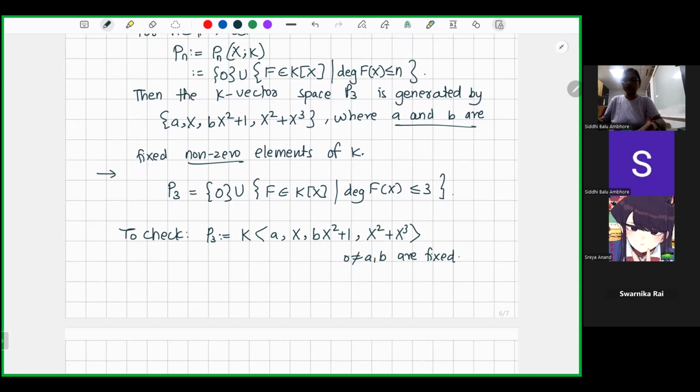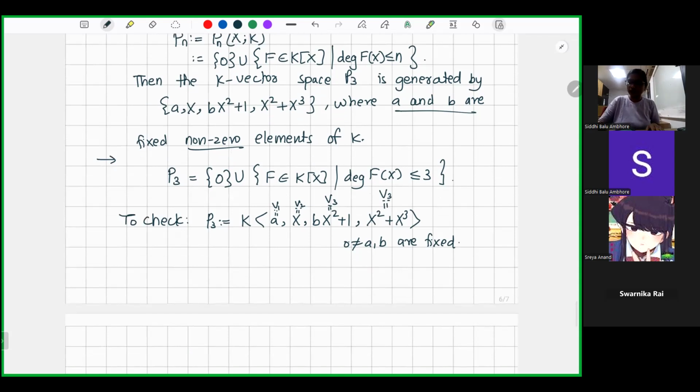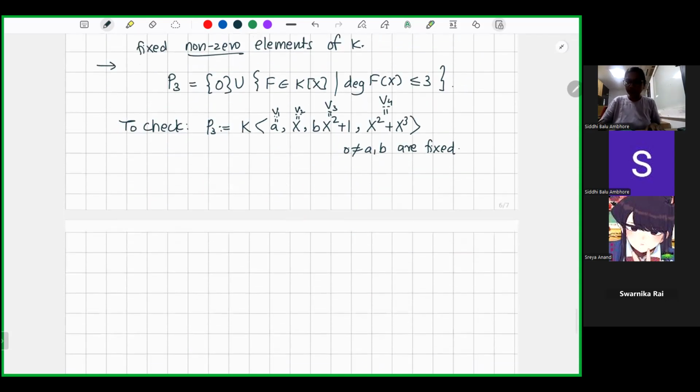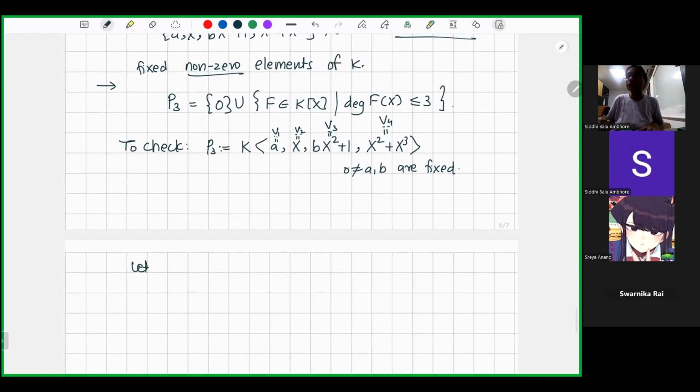To check whether P3 is generated by these 4 elements, I need to start with some element from P3, and then check whether I can write it as a linear combination of these given 4 vectors. Let me give them names: this is my V1, this is V2, this is V3. I'm just giving them names right now. We don't know whether we will be using them or not, but if we need to, they will come in handy.